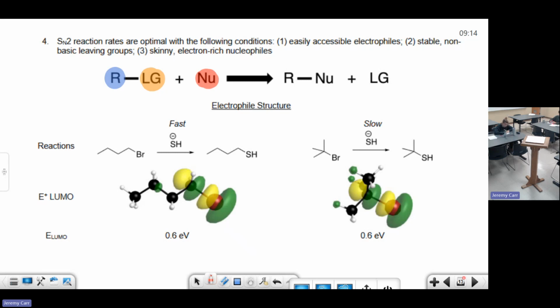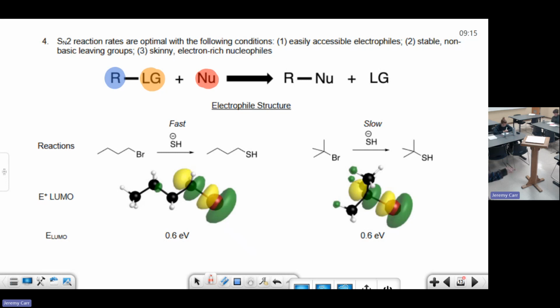All right, so let's look at a variety of these different factors that go into these SN2 reactions and see how that influences the ability for the nucleophile to attack the electrophile. So our first one we're going to look at is the actual structure of the electrophile. What we're looking at here are two different chemical reactions. We have a fast one that's occurring and a very slow one. I modeled out the LUMO for both of these really quickly so you can see what this looks like. You'll notice the LUMO looks very, very similar for each one of these, but there's a big difference in terms of the reaction rate.